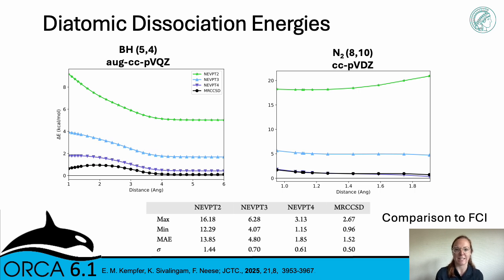So now, going into some preliminary calculations, we have decided to look at the diatomic dissociation energies of BH and N2 in comparison to a full CI calculation. Now, we have also done these calculations using MRCCSD as well to compare our methodology to another well-known methodology. So the NEVPT4 methodology is shown in purple triangles and MRCCSD is shown in black circles.